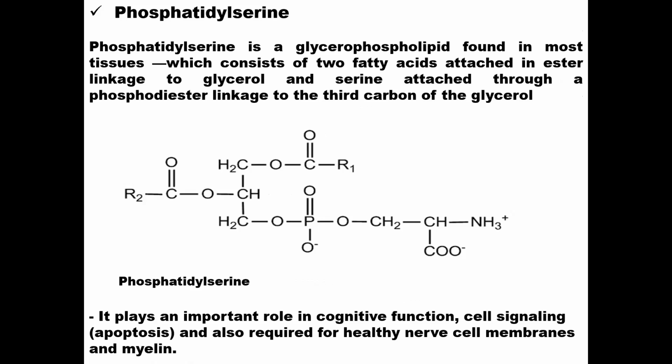They are also important in nerve cell membrane and myelin. We are going to be discussing sphingomyelins, and these serve like an insulator to the nerves. We have what we call the myelin sheath, and this myelin sheath serves like an insulator to the nerves. So phosphatidylserine is also important in myelin function.